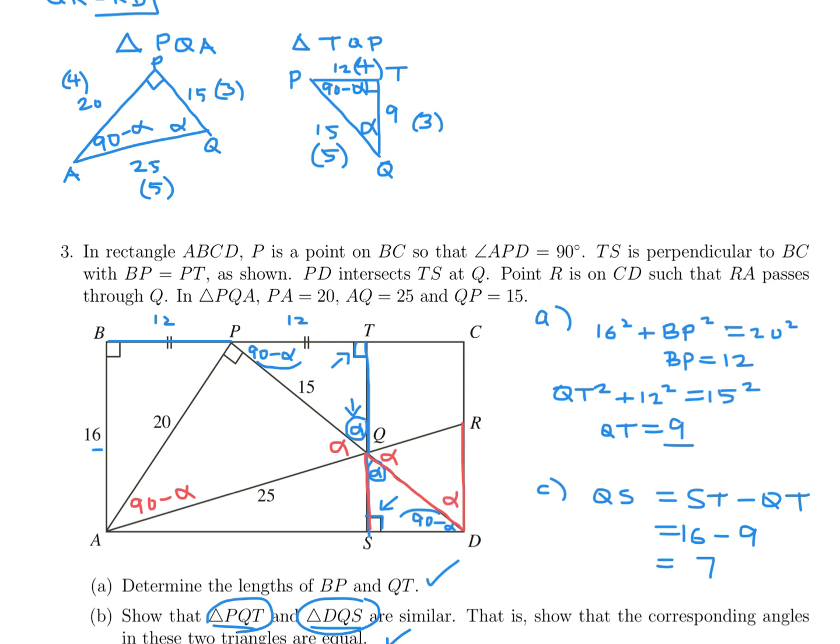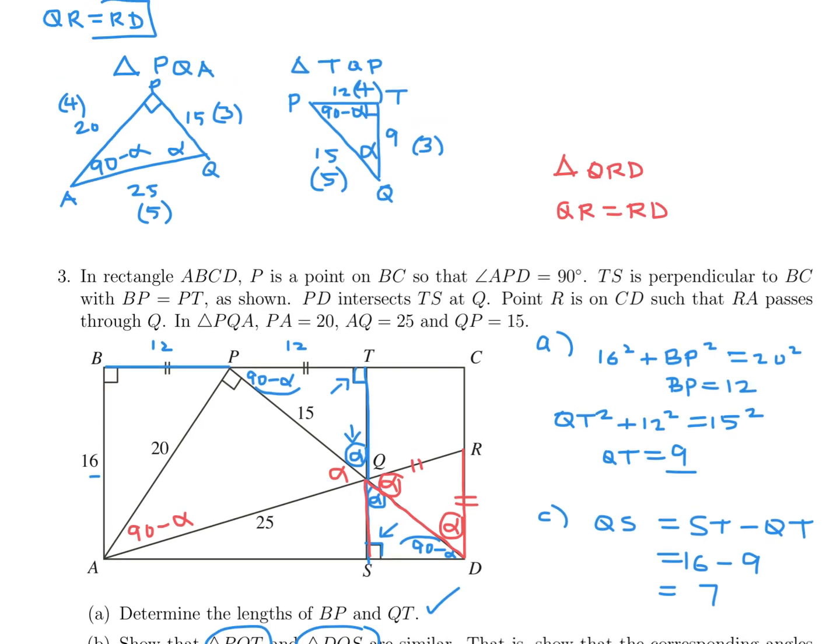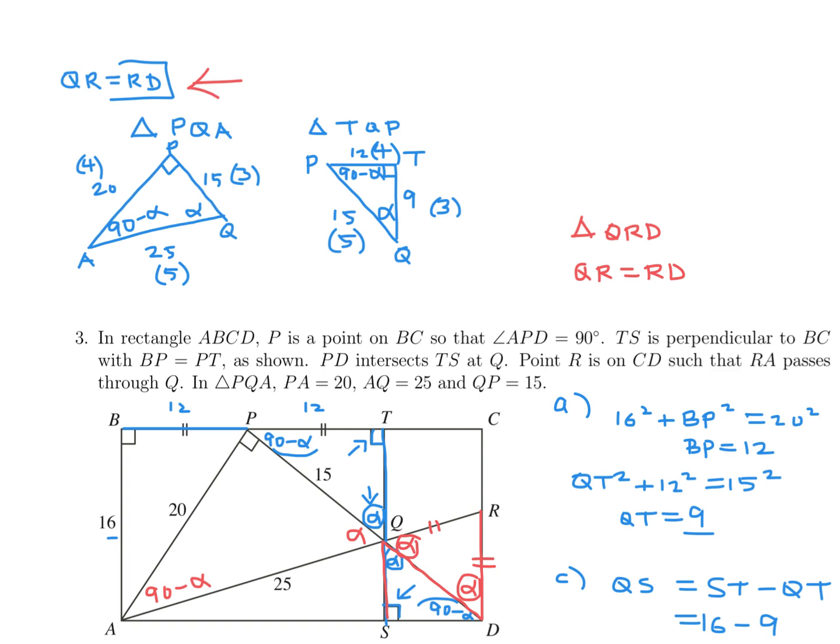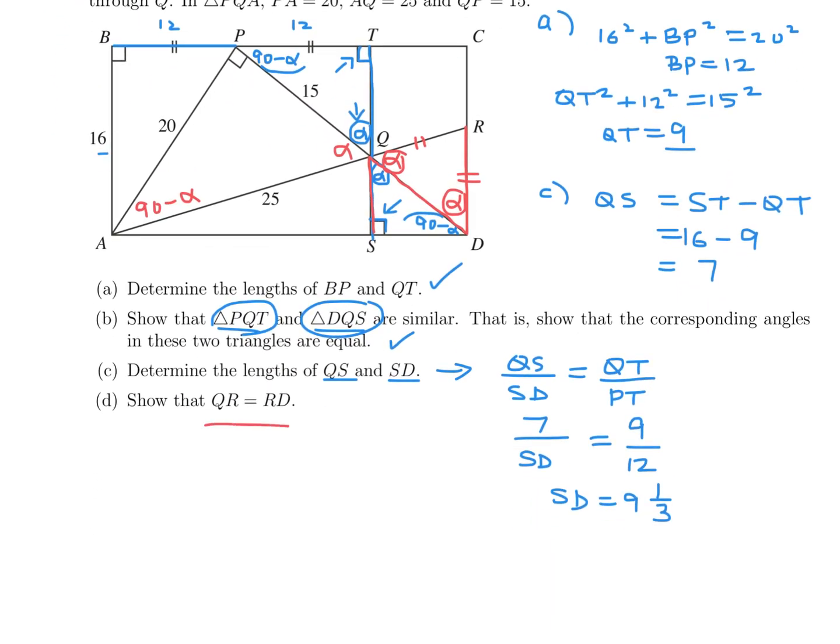So that means that triangle QRD is isosceles, since this angle and this angle are equal. So therefore these two sides are equal. And that means that QR is equal to RD, which is exactly what they wanted us to show, that QR is equal to RD. And that takes care of that.